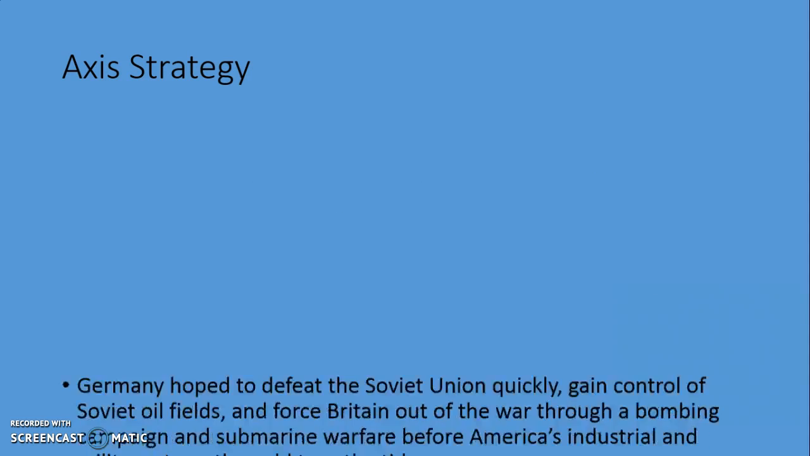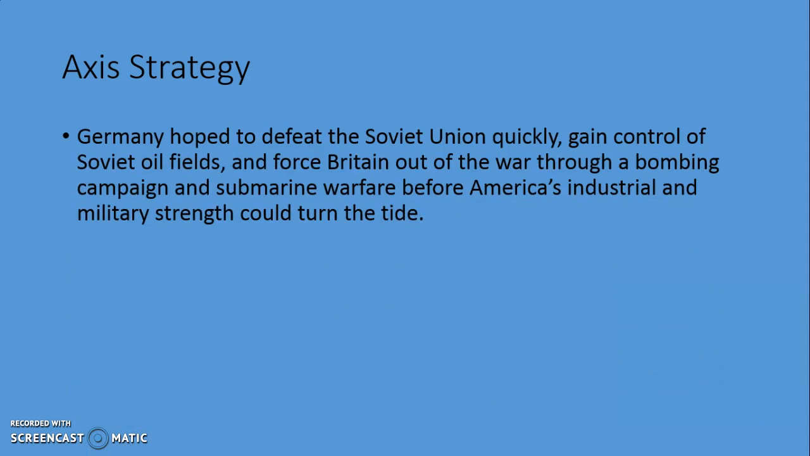All right. On the other side, the Axis strategy is for Germany to defeat the Soviet Union, gain control of all of their oil, and force Britain out of the war through a bombing campaign. They're just firebombing the cities and killing many civilians in their path.